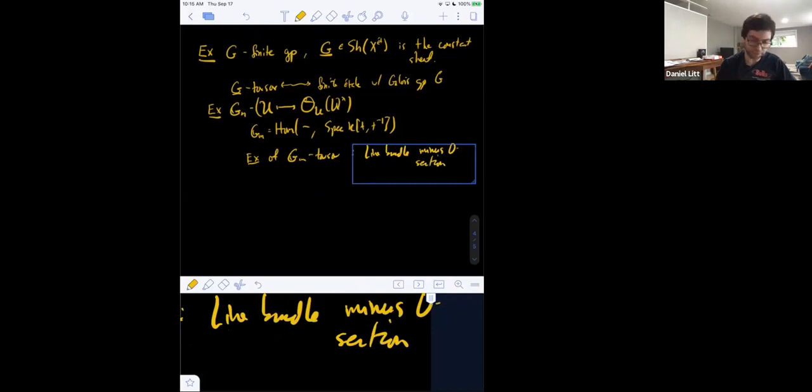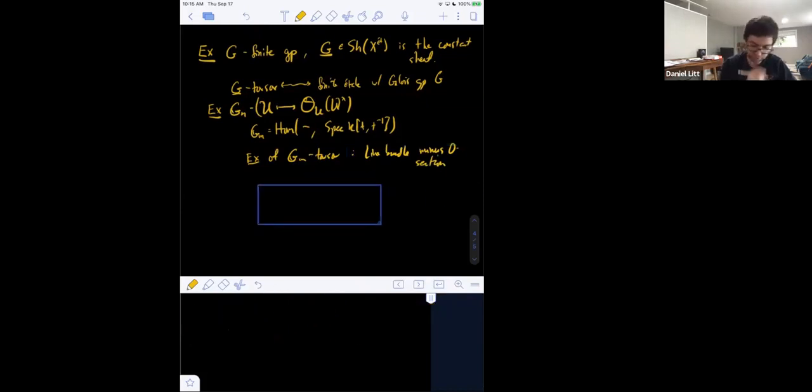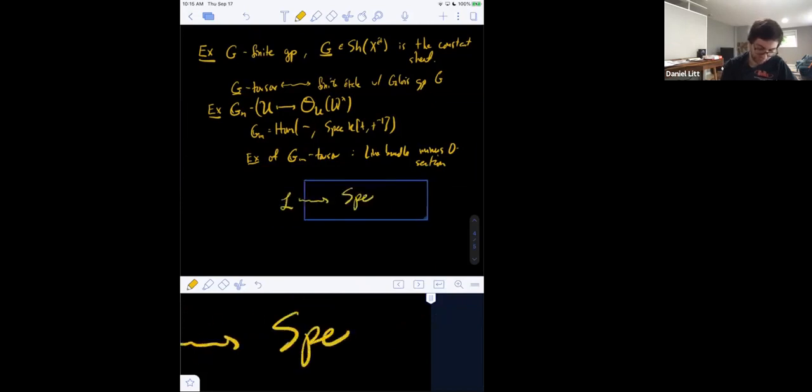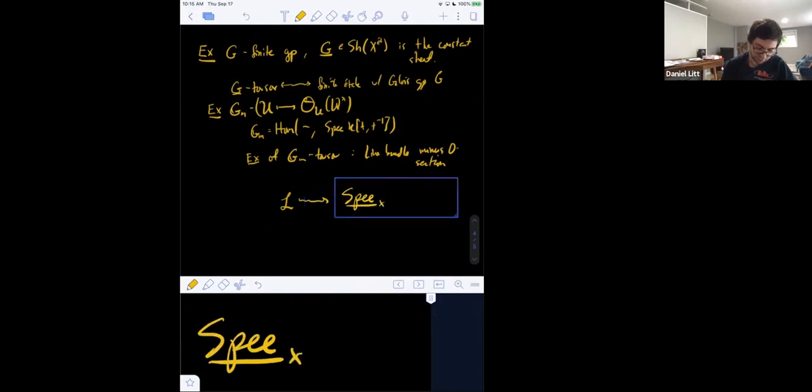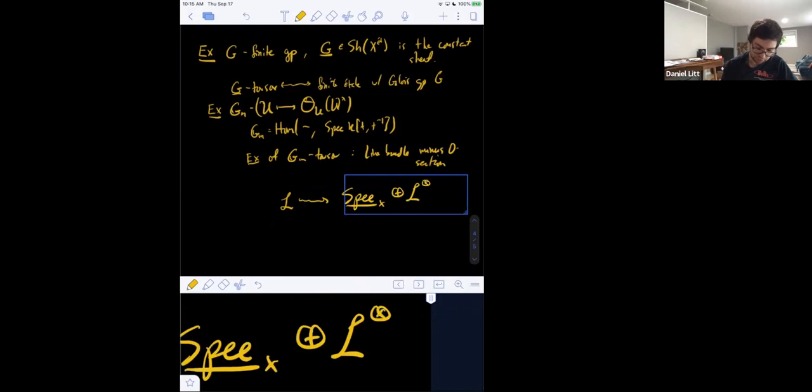Okay, and let me be explicit about that. So let's actually make the G_m-torsor. To L, we're going to take the relative Spec over X of the direct sum of L to the tensor n, where here n is in Z.